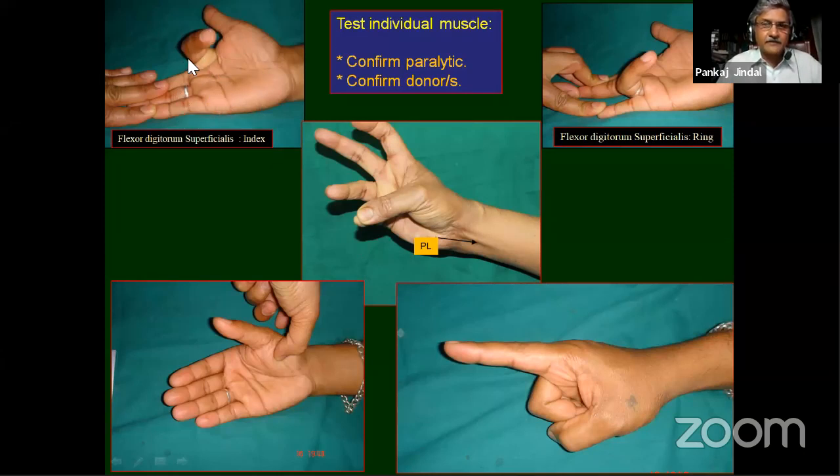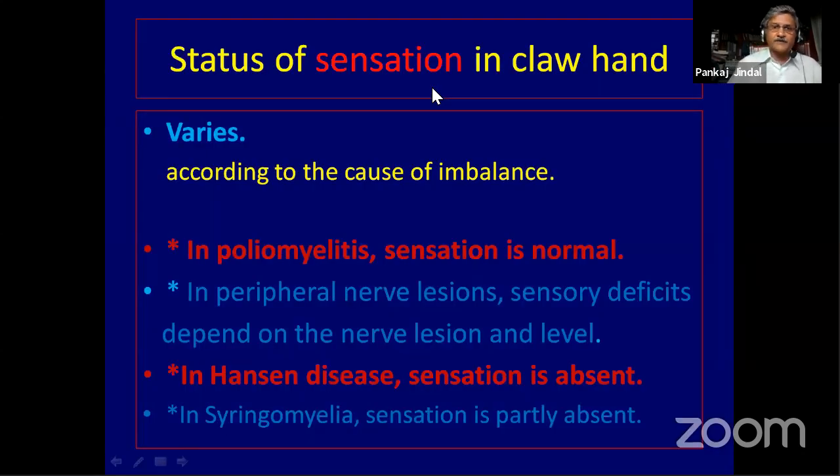You must identify this, because it can be a potential donor. So test individual muscles. The word is individual. Each muscle has to be tested individually: index, middle, ring, and small. Also Professor Kotwal has published a paper on identification of the palmaris longus, so identify the palmaris longus also. Confirm which muscles are paralyzed, which muscles are active and are sparable. I'll come back to that.